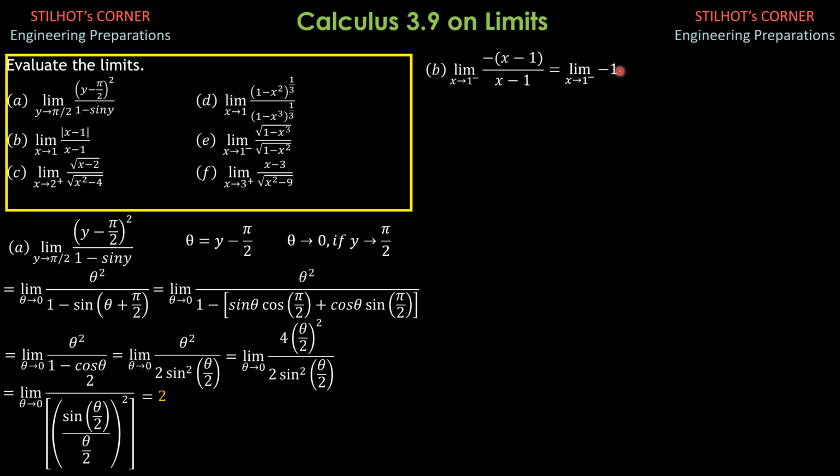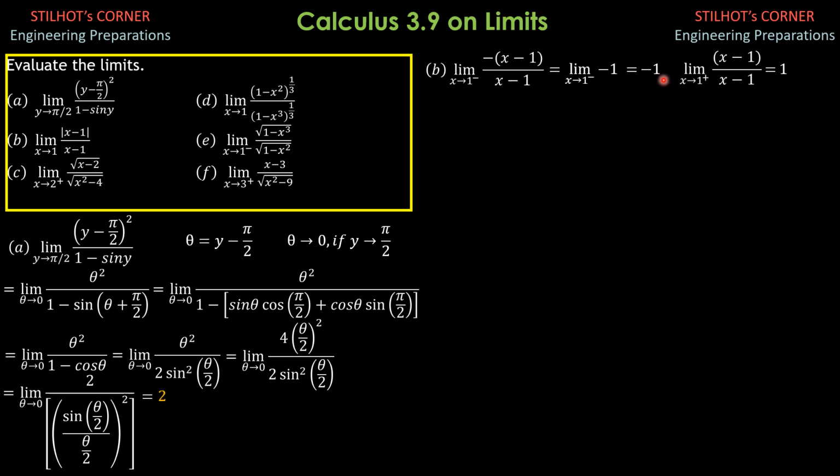The limit of negative 1 as x approaches 1 from the left is negative 1, because that is now a constant. While the limit of the absolute value of x minus 1 over x minus 1 as x approaches 1 from the right, we can cancel x minus 1 and x minus 1, so it becomes positive 1. The limit as x approaches 1 from the right is positive 1.